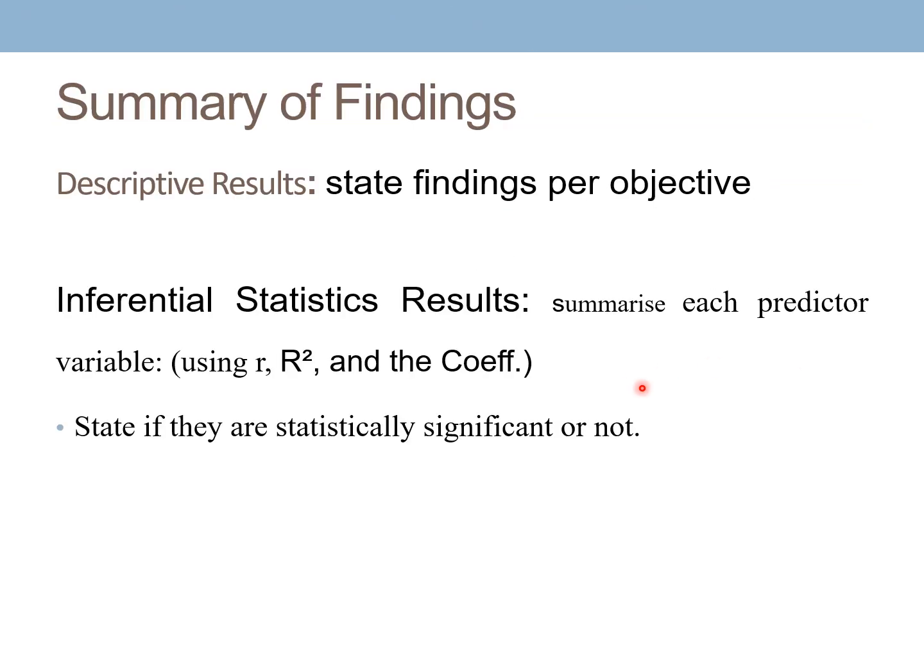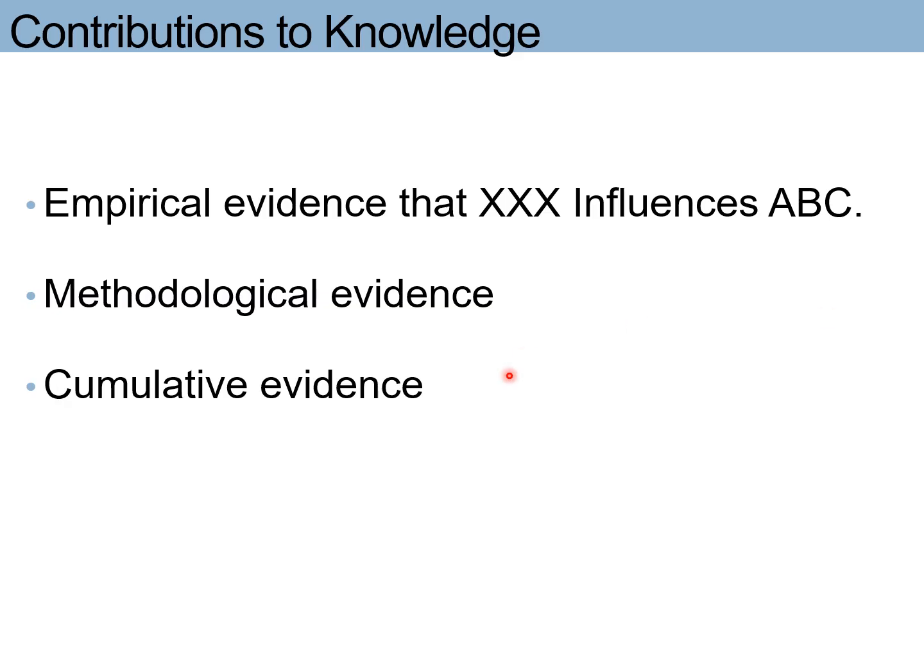Okay, so for the summary of the findings, you have to look at the descriptive results again, and state the findings per objective, what you've observed, and the summary of the results that you have gathered. You do the same for the inferential statistics results, summarizing each predictor variable using the R, the R square, and the coefficient. You state if they are statistically significant or not. This is very important.